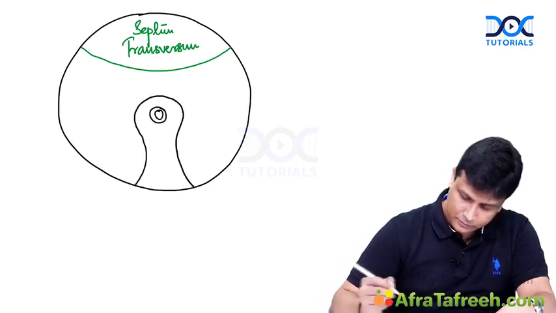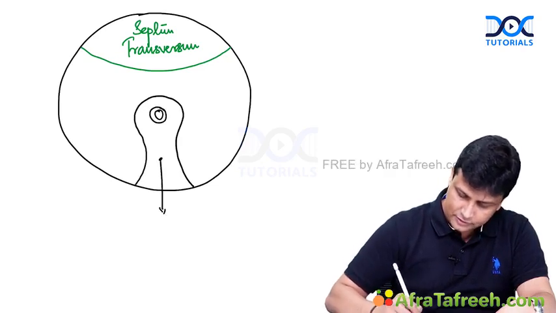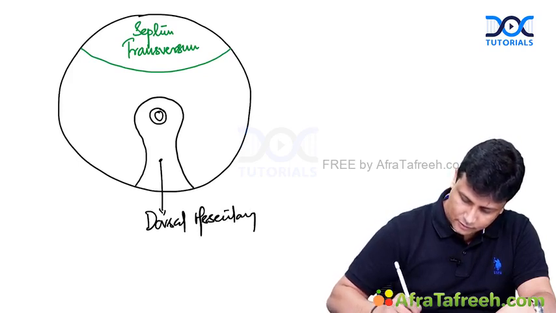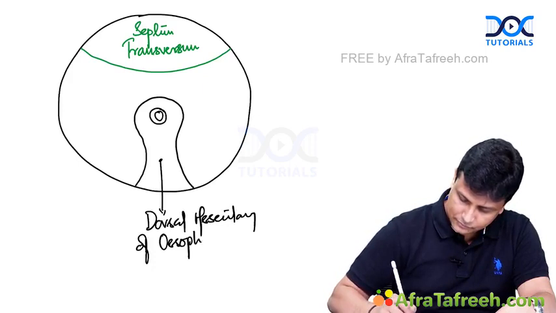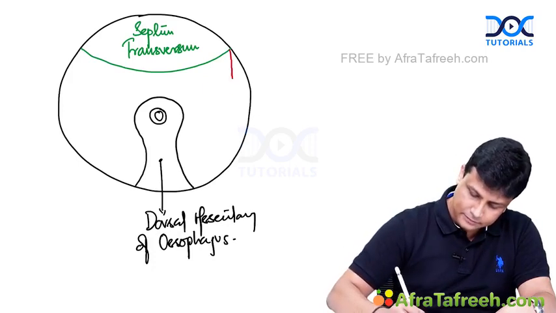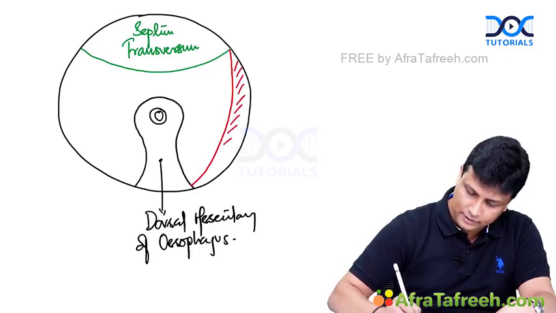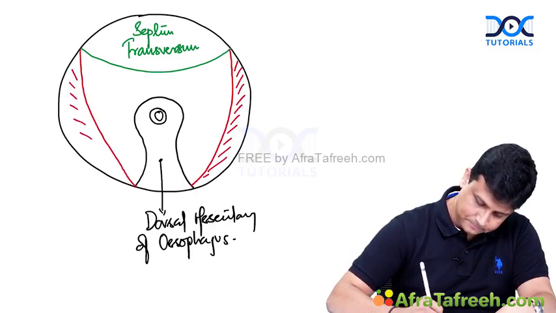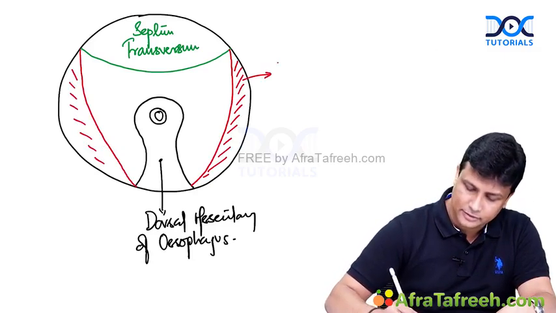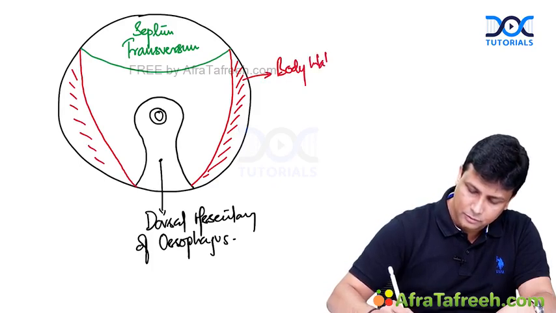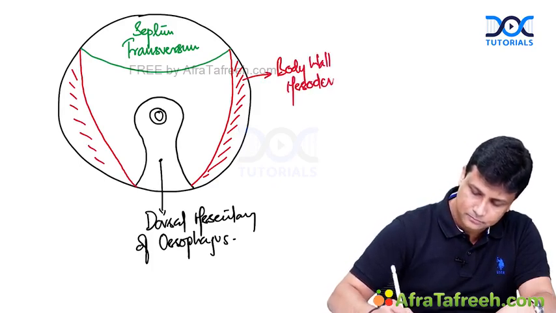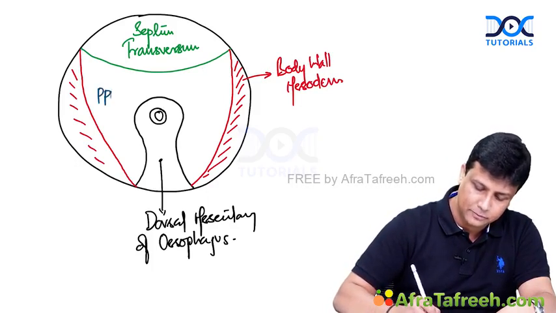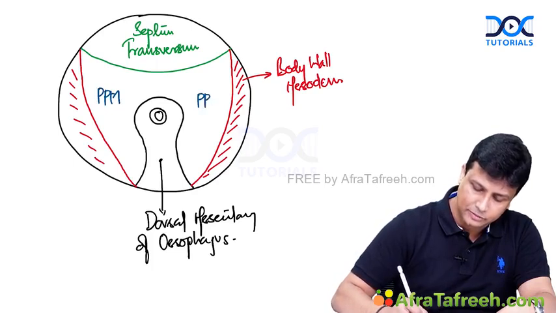Then somewhere here you will be having the dorsal mesentery of esophagus. And then this part here, cervical myotomes, or else I told you the body wall mesoderm. So, this one here is nothing but the body wall mesoderm, and whatever is left out in the middle here is nothing but the pleuroperitoneal membrane, guys.